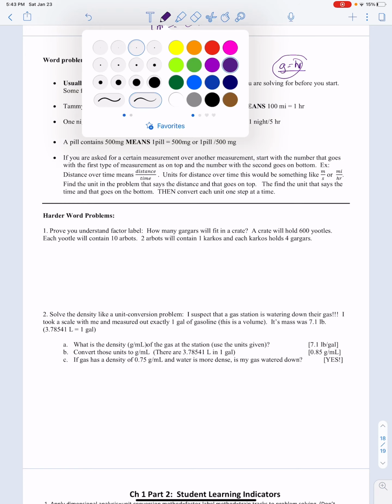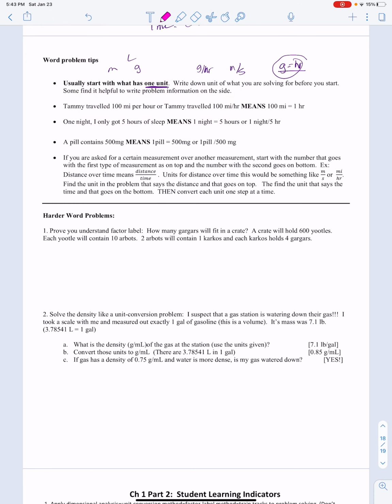Here's some other tips and ways things can be hidden in word problems. If you hear Tammy travels 100 miles per hour, what that means is you can write it like this, or it means that 100 miles is equal to 1 hour. So when you're filling out your factor label, it means in 1 hour she went 100 miles.